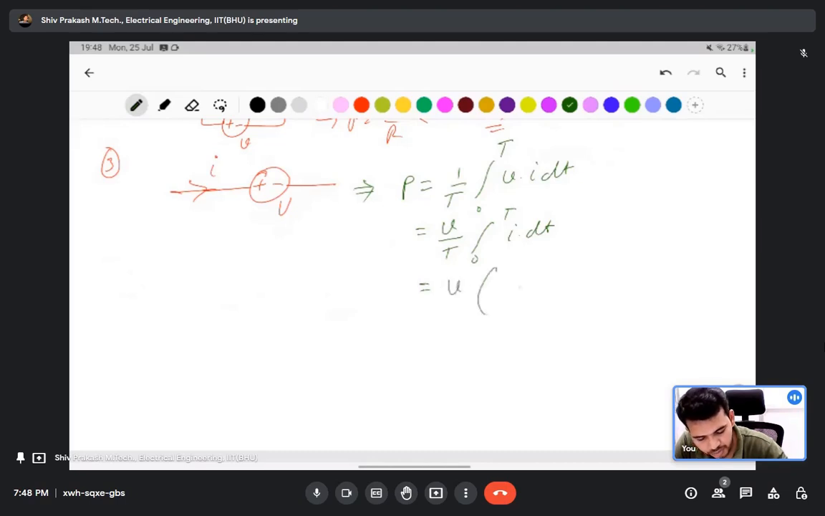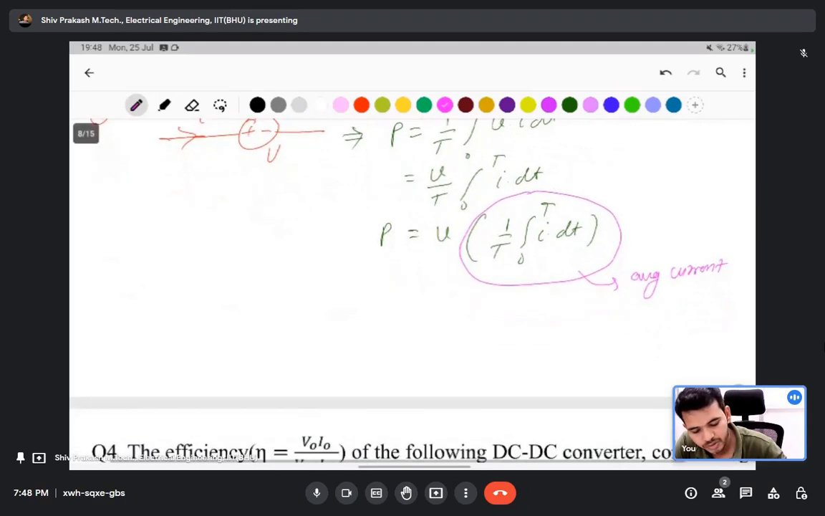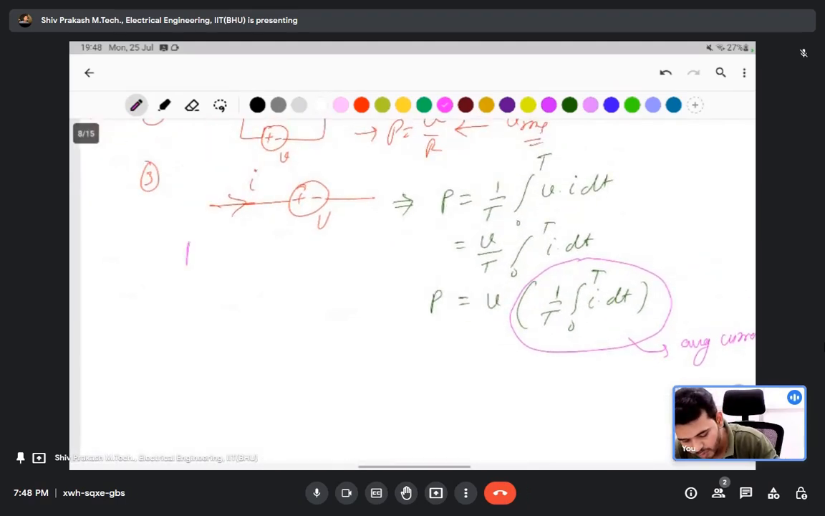If V outside 1 by T, I into dt. You know about the formula? This formula is the average current formula. This one is the average current. It means if you calculate the power across the constant voltage, then you apply the average current of that. Means average current, means constant voltage into I average.